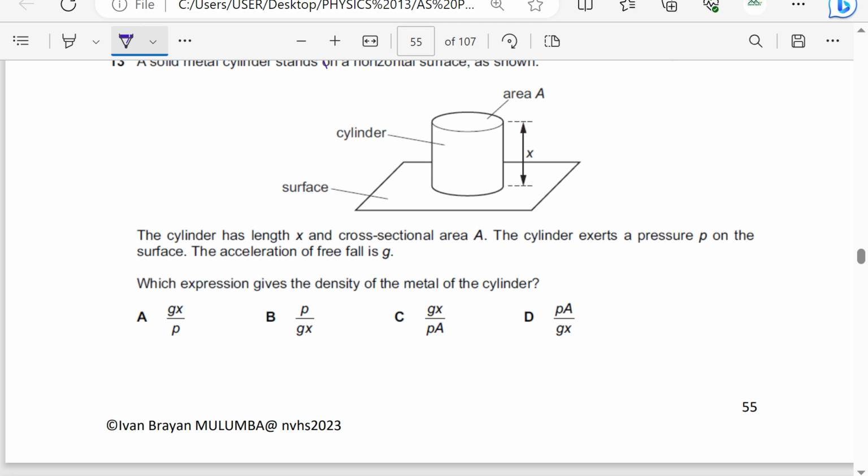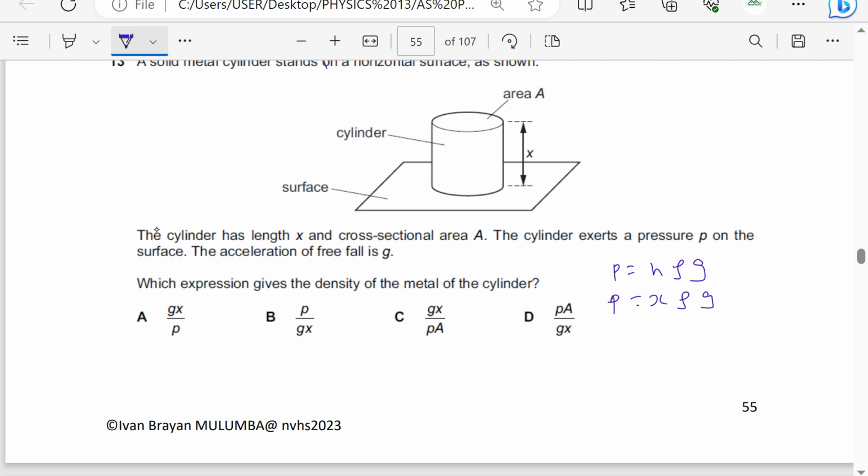So we know that pressure is equal to h times density times g. Of course, the pressure exerted by the cylinder will simply be, the height will be simply x. So this will be equal to x times the density times g. So that is the pressure.